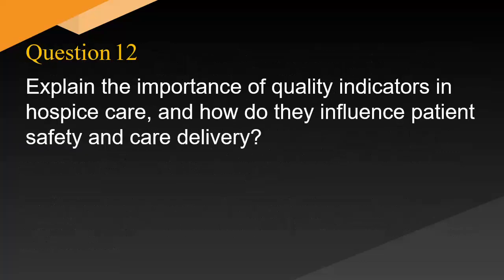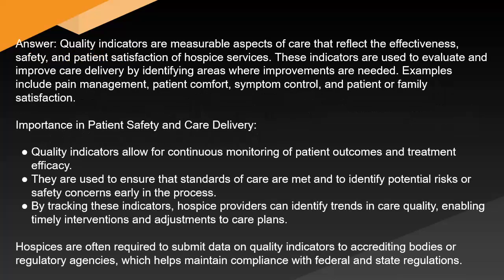Explain the importance of quality indicators in hospice care and how they influence patient safety and care delivery. Answer. Quality indicators are measurable aspects of care that reflect the effectiveness, safety, and patient satisfaction of hospice services. These indicators are used to evaluate and improve care delivery by identifying areas where improvements are needed. Examples include pain management, patient comfort, symptom control, and patient or family satisfaction.